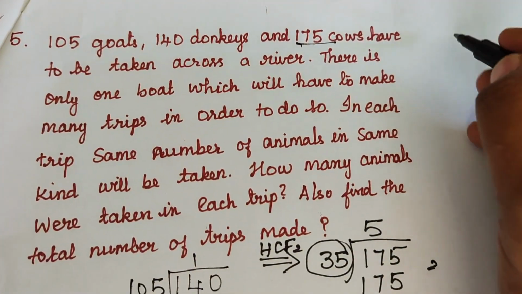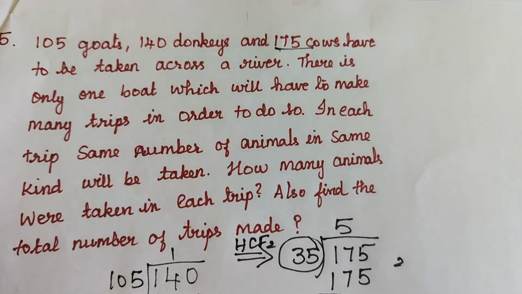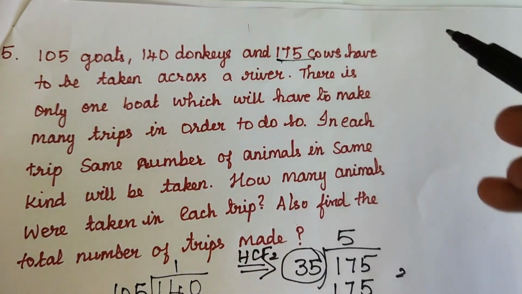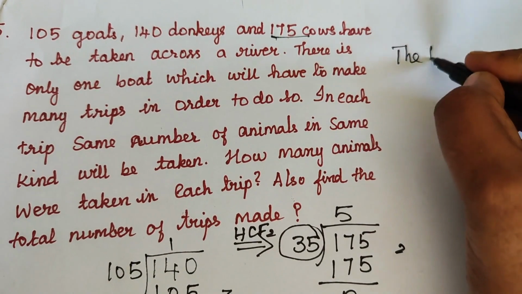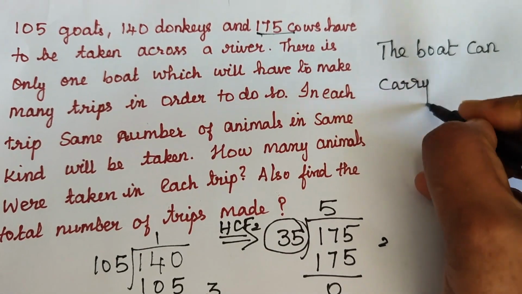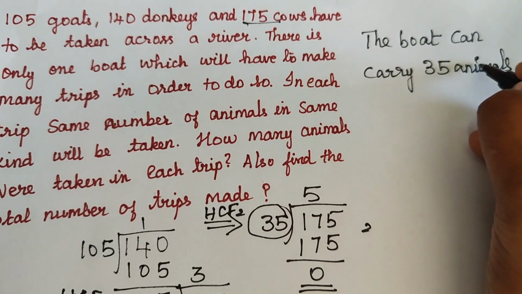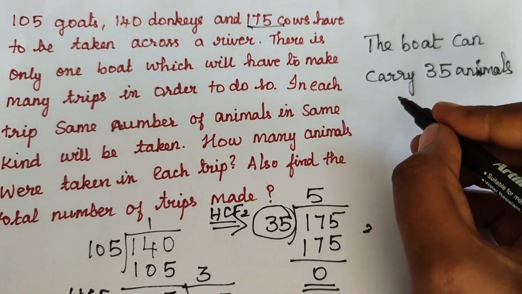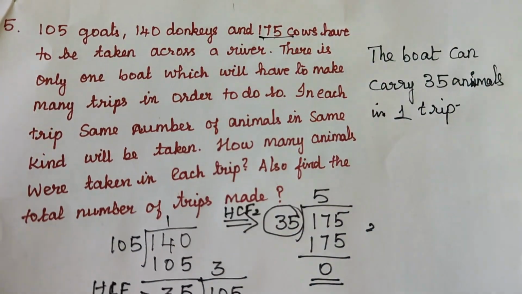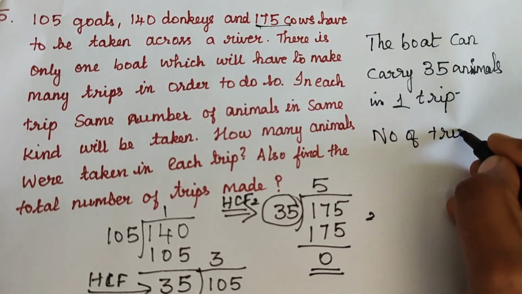So we can say that the boat can carry equal number of animals, the same number of animals in one trip. So what is that same number of animals? 35. So we can say the boat can carry 35 animals in one trip. And how many trips will be made?